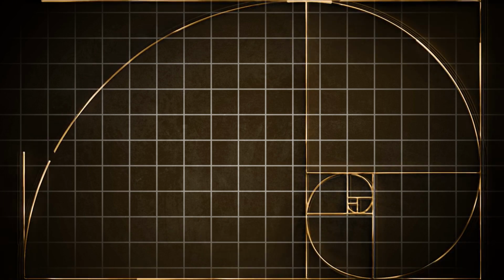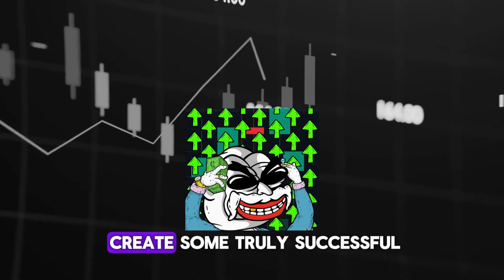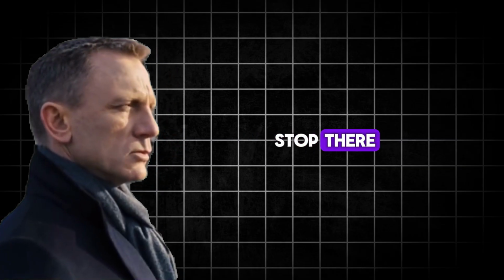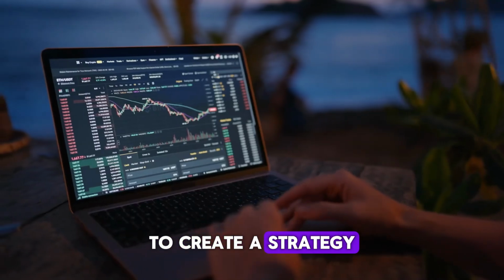Fibonacci. Just the name sounds impressive, doesn't it? It's a super powerful tool that has helped traders create some truly successful strategies. But here's the thing, what if we didn't stop there? What if we took this already incredible tool and paired it with other indicators to create a strategy so sharp?